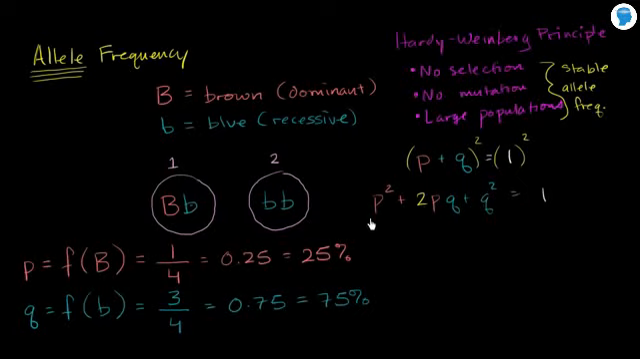P squared is the same thing as P times P. Well, P is the frequency of your dominant allele. So this is the frequency of your dominant allele, the percentage of the allele population, I guess you could say, the allele frequency that is dominant, and you're multiplying that times it again. Well, another way to think about P is this is the probability.